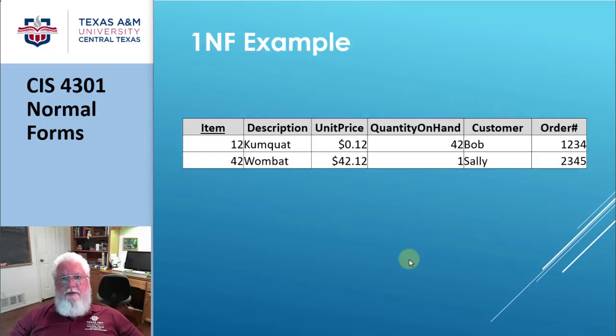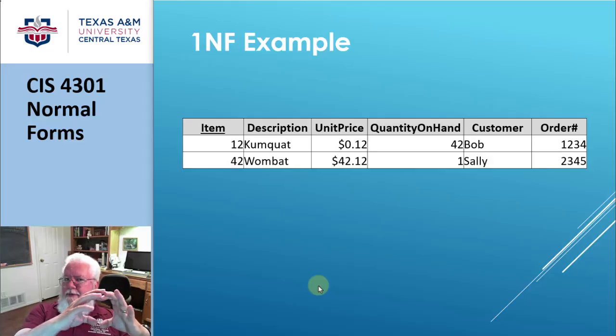So, here we go. Here's a stock inventory of some sort. And I have an item number. So item number 12 is a kumquat. And I have a unit price and the quantity on hand. And I have a customer and order. So, say it out loud. Given an item number, a stock number, should I be able to tell the description of the product? Yeah. If you gave me a stock number, I should be able to tell you what the product is. Should I be able to tell you what the unit price is? Yeah. How about the quantity on hand at the grocery store? Yeah. I go along with that.